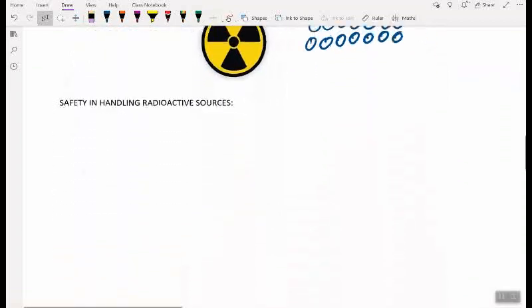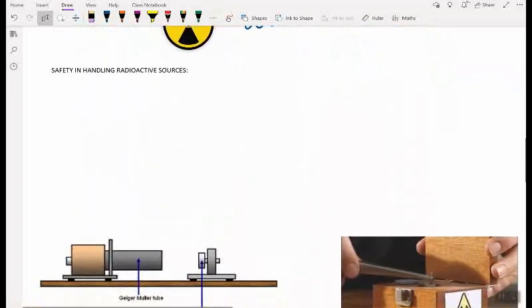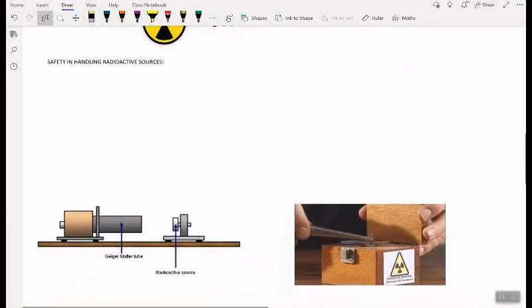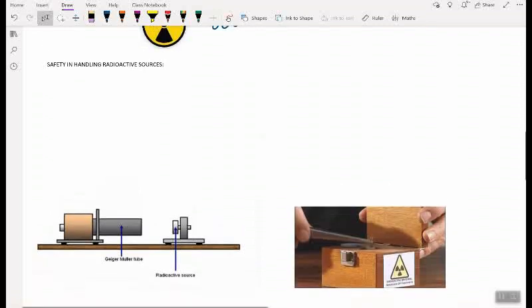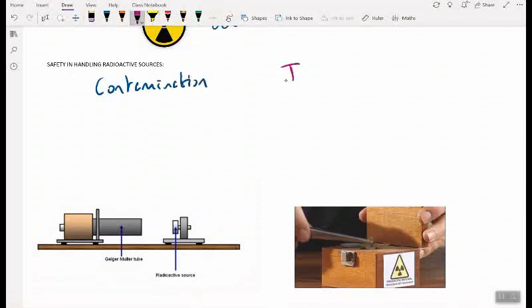Some safety things now with handling radioactive sources. This is under a core practical experiment. It's not an experiment that you would be allowed to do yourself. You're only allowed to handle radioactive sources when you are in sixth form. It's one that your teacher may show you. If you're lucky, your school will have radioactive sources and the teacher will be able to physically show you this, or they may rely on a video demonstration. Before we go into this, there are some key words here: contamination and irradiation.